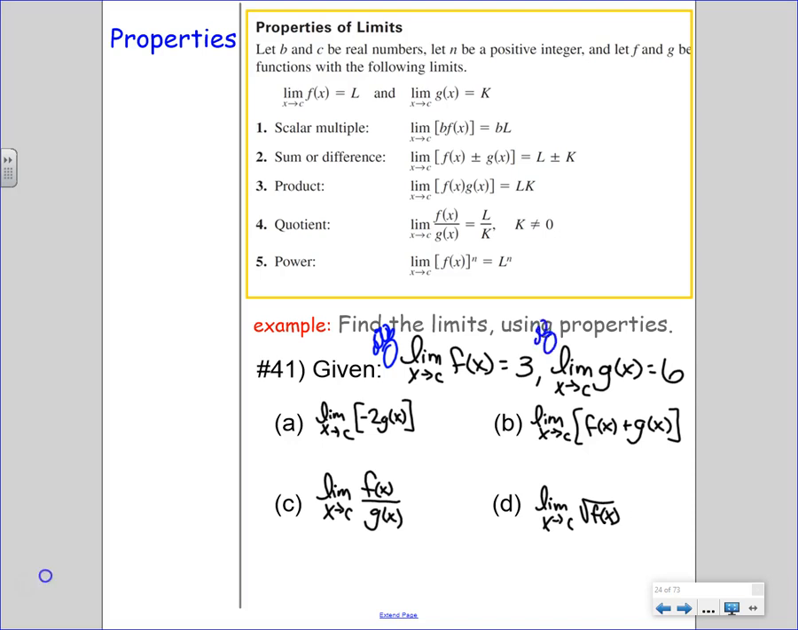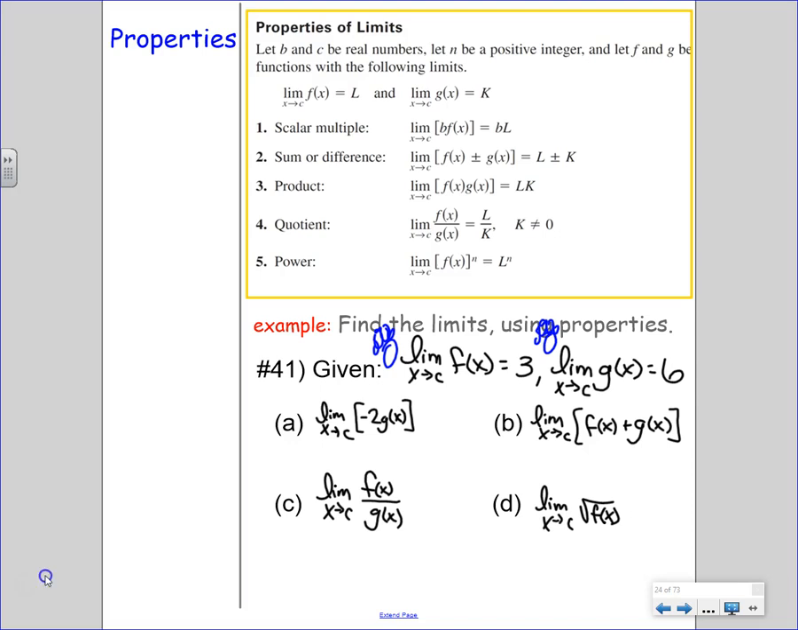You also know this fact about g. No clue about who he is, what he looks like, what his table or his graph would come out to be. I just know that as I approach c from either side, this guy's going to 6, and as I approach c from either side, that guy's going to 3. I can use this whole table of properties to let me make some jumps. And so here's one jump.